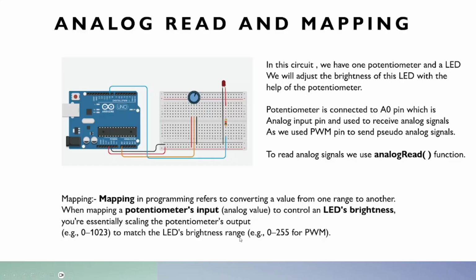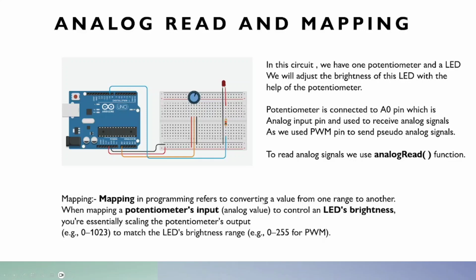We will map these values with each other, so that when our potentiometer is at 0, our LED will be at 0. When our potentiometer's value is 1023, our LED's brightness will be 255, meaning it will turn on at its full potential. So we will map these. This process is called mapping, where we convert the values or make the values comparable.